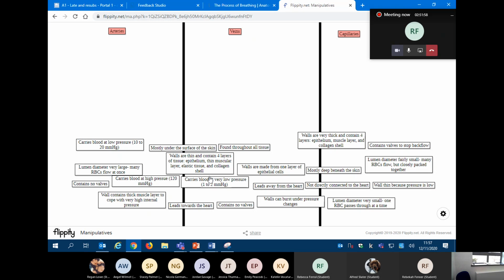Really hard not having a mouse, I think. Capillaries are good at a very low pressure thing, isn't it? Is it? Yeah. So we said it on here. Oh, yeah, it's furthest away from the heart. Yeah.